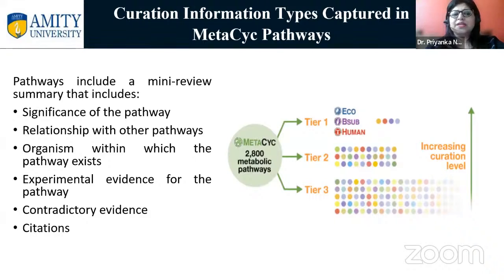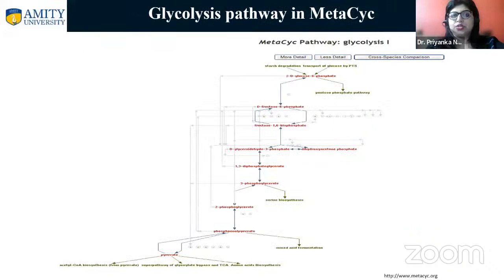Again, this is about MetaCyc only. Every piece of information is captured with the significance of the pathway, relationship with other pathways, organisms within which the pathway exists, experimental evidence for the pathway, contradictory evidence, and citations. It has around 2,800 metabolic pathways present in 3 tiers, with an increasing level of curation. Tier 3 has the minimum level of curation, tier 2 the second, and then comes tier 1, which has the maximum level of curation, or information added to it.